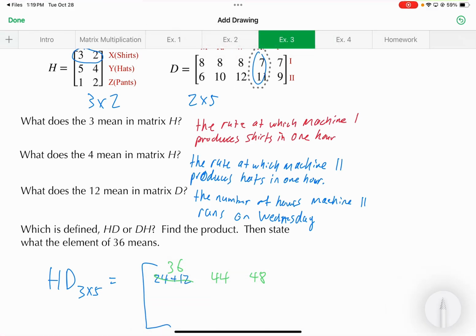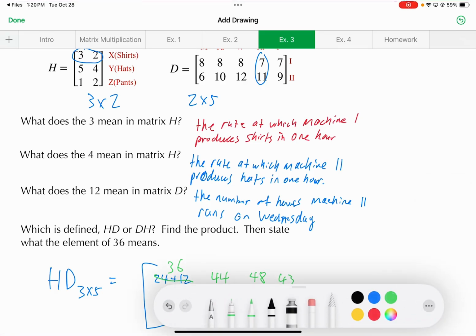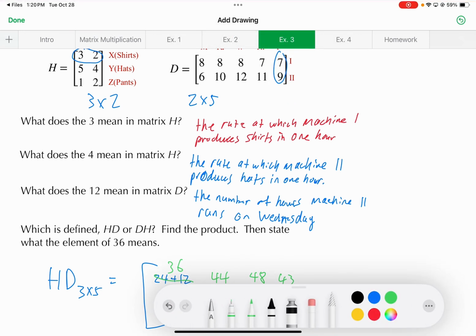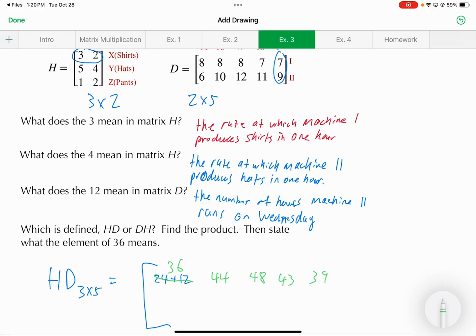I know, I've got to check myself, honestly. I'm just requiring you guys to do it. All right, 3 times 7, 21, plus 2 times 11, 21 plus 22. 43. I swear if 67 comes up, I'm going to lose my mind, but not in a good way. All right, 3 times 7 plus 2 times 9. 21 plus 18. 39? Okay.